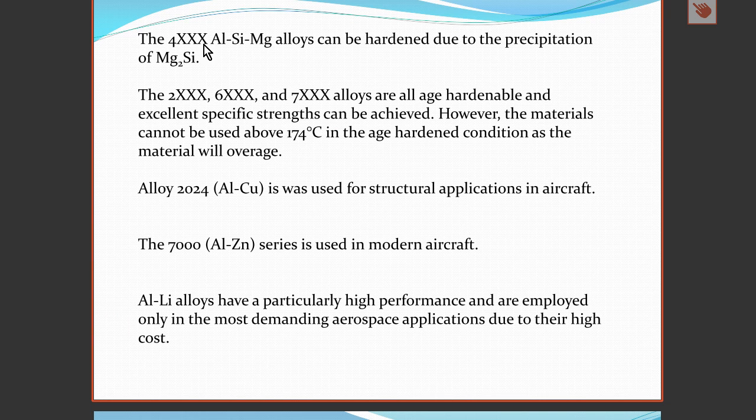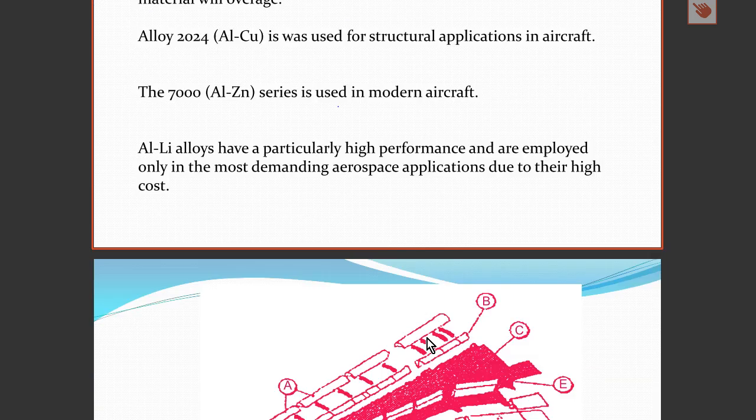We talked about the 4000 series alloys, the aluminum silicon magnesium alloys, which may be age hardened. The 2000 series alloys, the aluminum copper alloys, are commonly used for structural applications in aircraft. Again, the 7000 series alloys, aluminum zinc, are also used in modern aircraft. And aluminum lithium alloys are particularly high performance, but they're very expensive and only used in demanding aerospace applications.